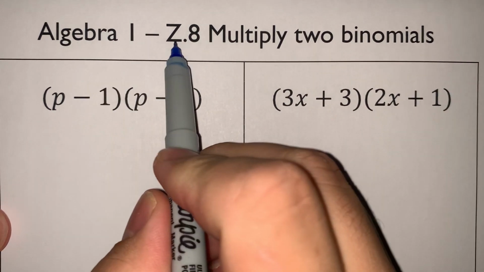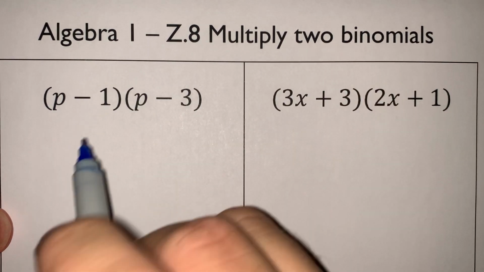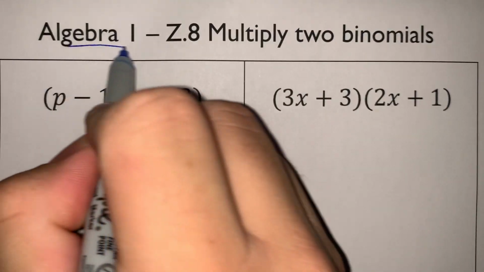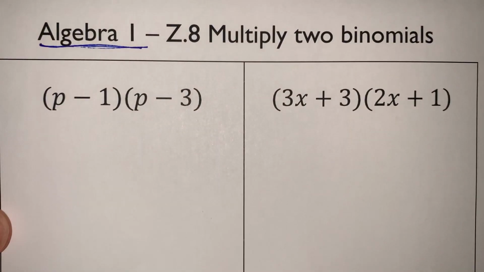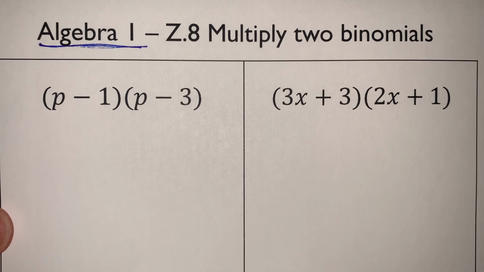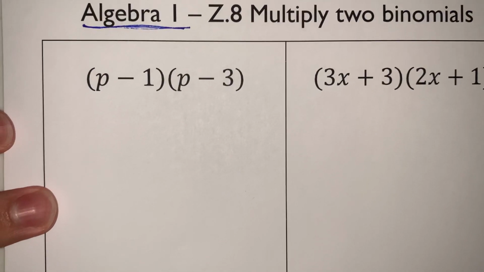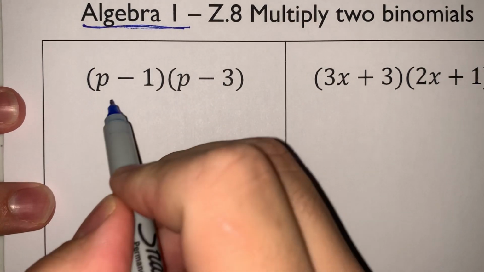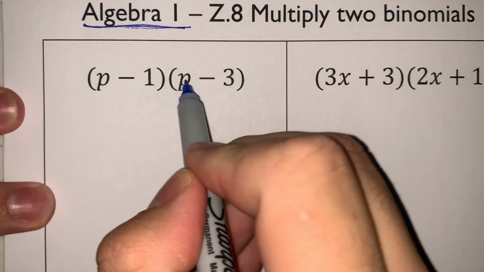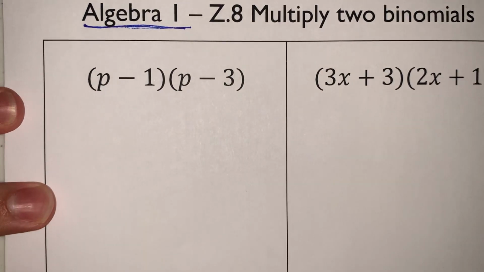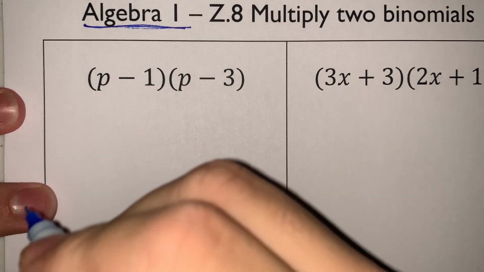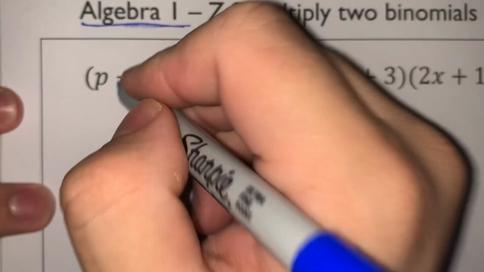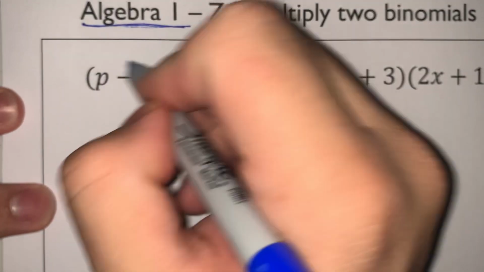So the first topic is Z.8 Multiply 2 binomials, and this you're going to actually find under the Algebra 1 section of IXL. So again, like I said, this is a review, and let's just get started. So the first thing you're going to see is multiplying two different binomials. So something with two terms times something else with two terms, and they're separated by parentheses. So if you know how to do distributive property, you're going to know how to do this problem.